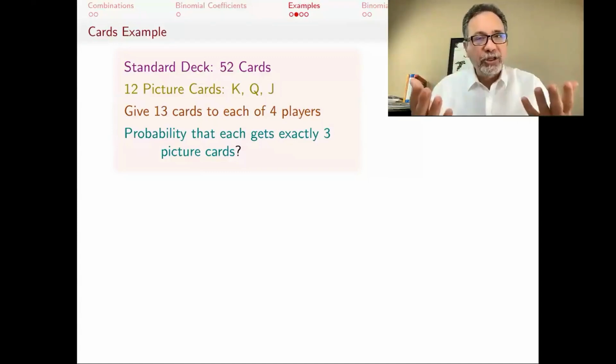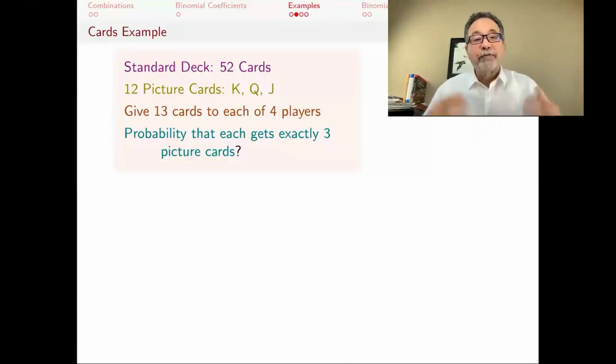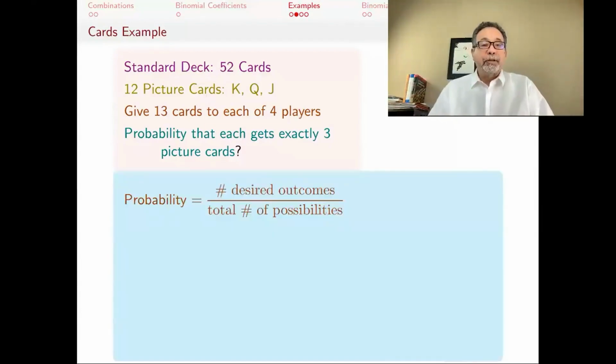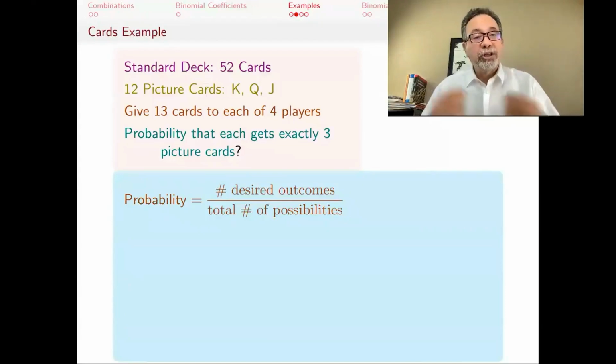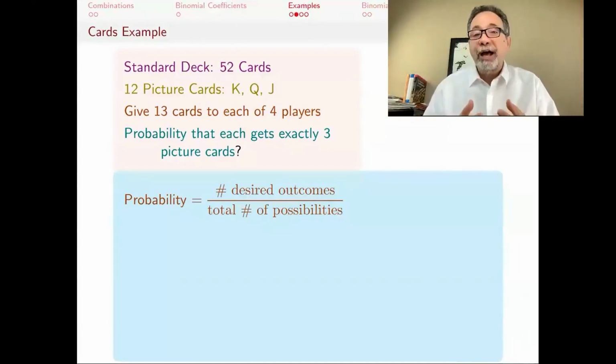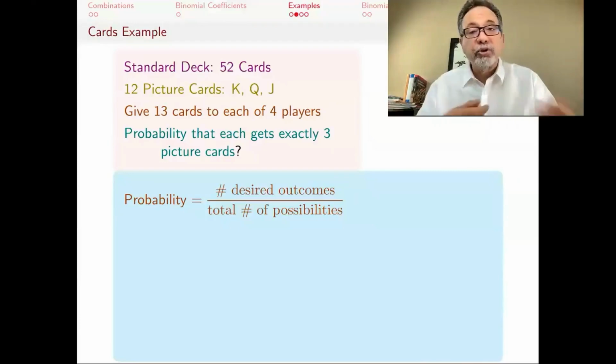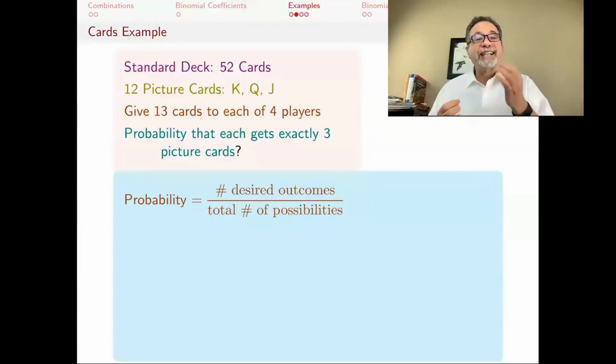I want to know the chances that every one of the 4 players has 3 picture cards. Probability questions, as long as there are finite sample spaces, a finite number of possibilities, are really counting questions. The probability in a finite case, when all the different cases are equally likely, is given by a fraction. In the denominator, in the bottom, you write the total number of possibilities, the total number of ways that you could distribute these cards among the players. On the top, you put the number of desired outcomes. In this case, the number of ways that you could distribute the cards so that each player gets exactly 3 picture cards. So let's look at the total number of possibilities first.